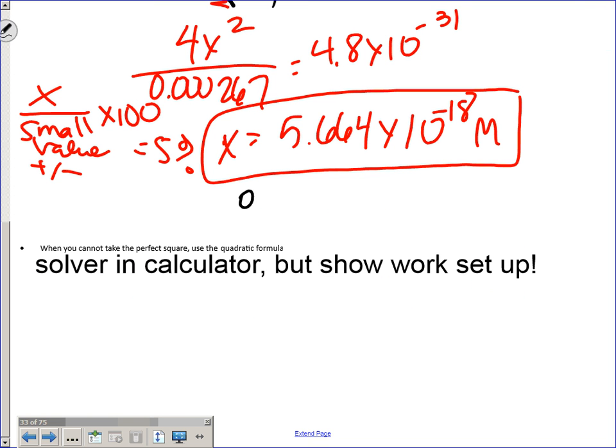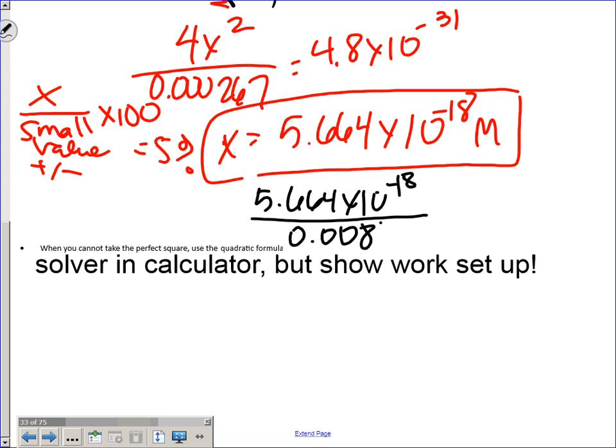5.664 times 10 to the negative 18th divided by 0.00810. I know that's way less than 5% because look at the differences between these exponents. 10 to the negative 18th versus this. Times that by 100. What's your percent? Times 10 to the negative 14th percent. It's like 0.00000% error. That ain't nothing in that. That's like a drop in the bucket compared to 5%.